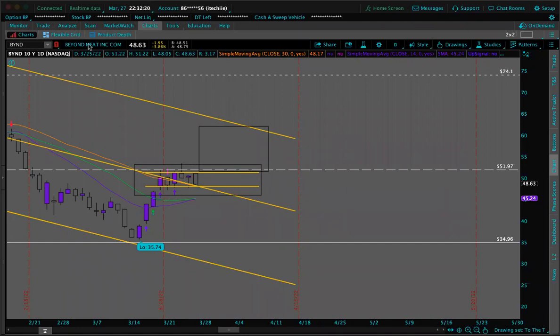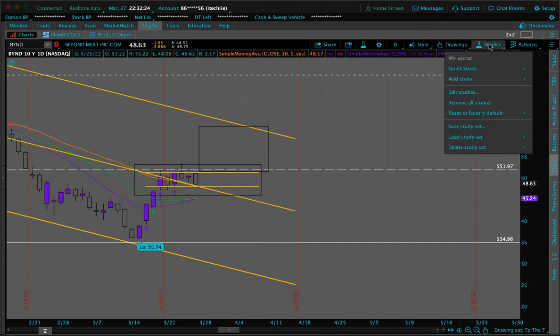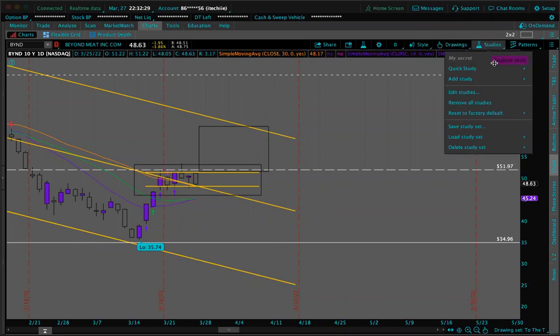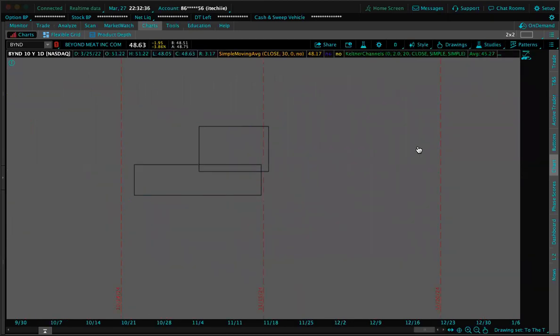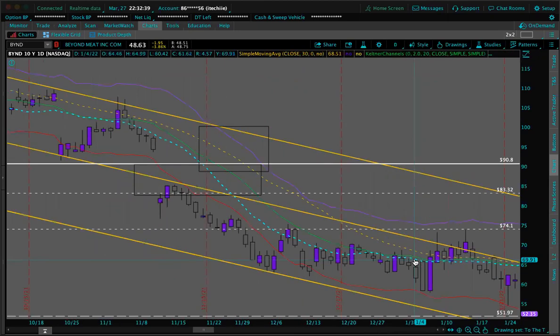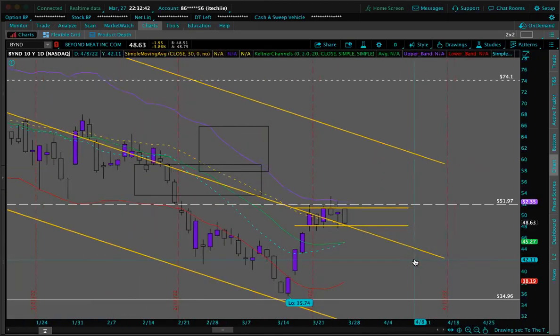I can add Keltners to this too. I'm going to bring my three ladies in here. Where are you? Quick study. Nope, not quick study. Where are you? Load study set. Here we go. There we go. So on a daily BYND, we are rejecting the upper Kel. So it makes more sense to come back to the middle Kel.